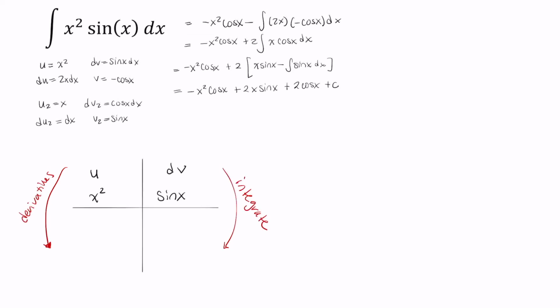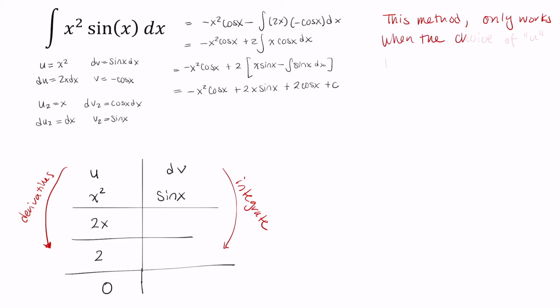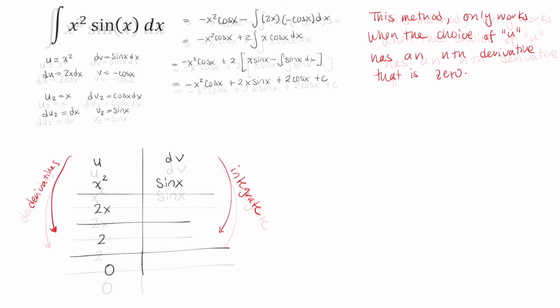Okay, so the derivative of x squared is 2x. And the derivative of 2x is 2. And the derivative of 2 is just 0. So now I know where to stop. Since I have a 0 here, I know where to stop. That should give you a hint that this method only works when the choice of u has an nth derivative that is 0. All right, so now let's go ahead and integrate.